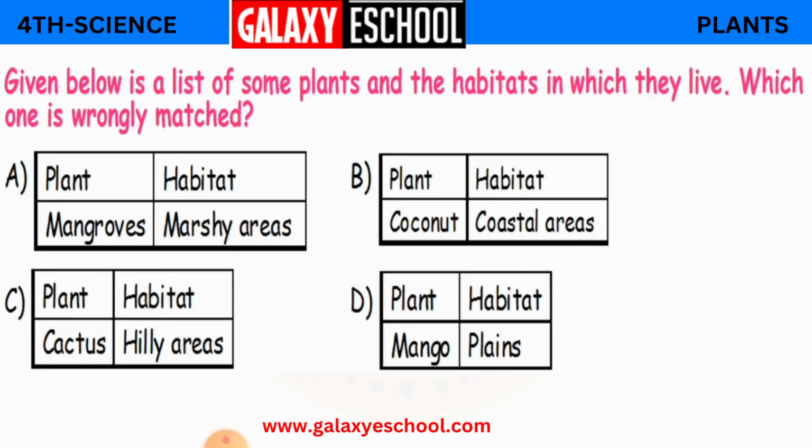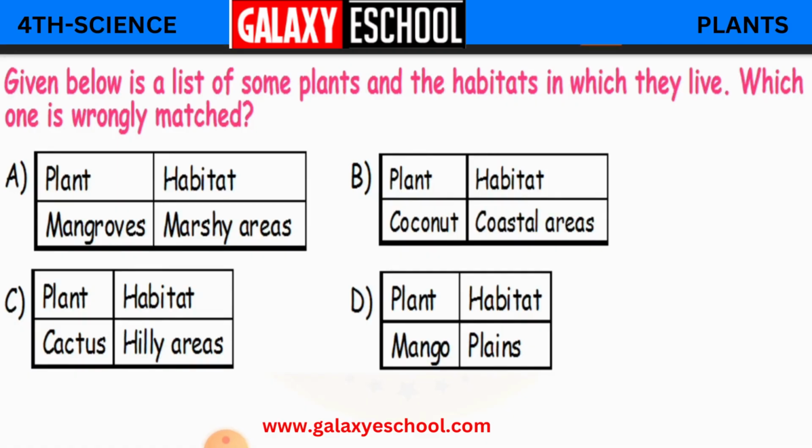Given below is a list of some plants and the habitats in which they live. Which one is wrongly matched? See here, we have to identify which is wrongly matched, the plant and its habitat. For example here, mangroves, they grow in marshy areas. Coconut grows in coastal areas. Cactus, hilly areas. Mango, plains. So which is the one which is wrongly matched?